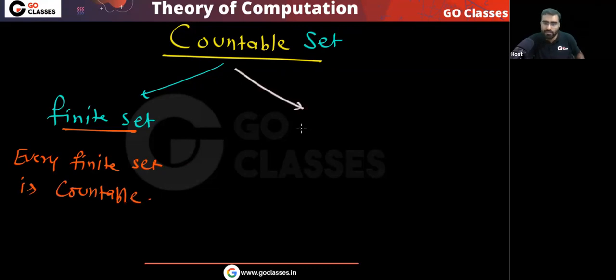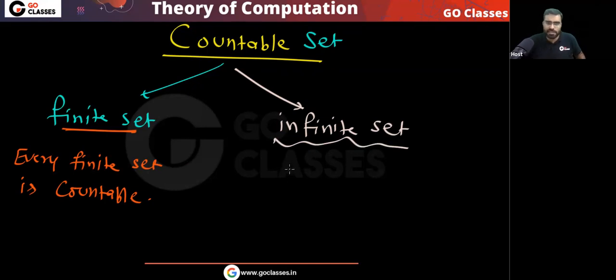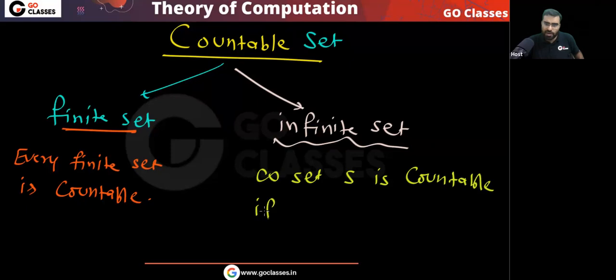And the second point, if you see the infinite set, when can I say an infinite set is countable? An infinite set is countable if it has the same cardinality as the set of natural numbers. I can say an infinite set S is countable if and only if the cardinality of S is the same as the cardinality of natural numbers. This is the definition.